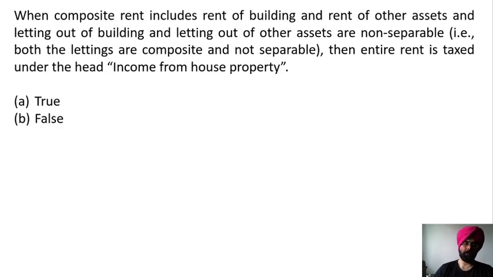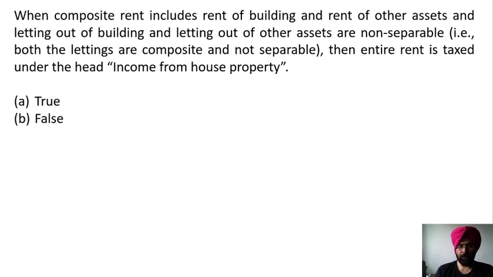When composite rent includes rent of building and rent of other assets, and letting out of the building and letting out of other assets are non-separable, that is both the lettings are composite and not separable, then the entire rent is taxed under the head income from house property. Is this statement true or false?